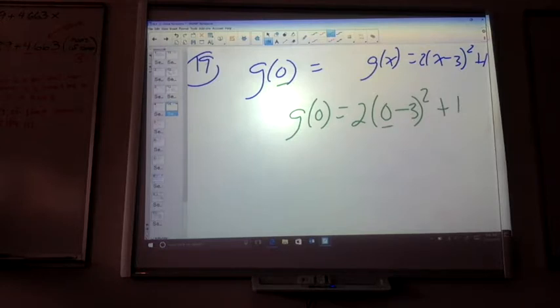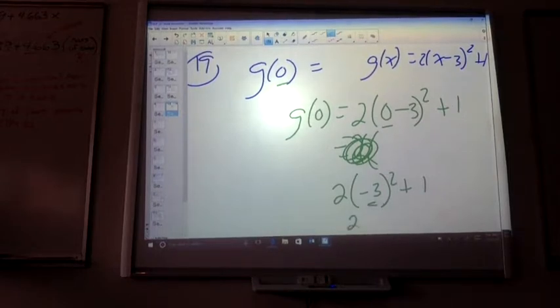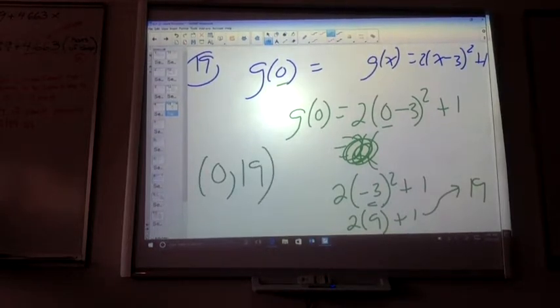So this was our x. 2 times negative 3 squared plus 1. Negative 3 squared is 9, positive. So that gives me 18 plus 1, so I get 19. So that yields me the point 0, comma 19. Anything else up to number 26?